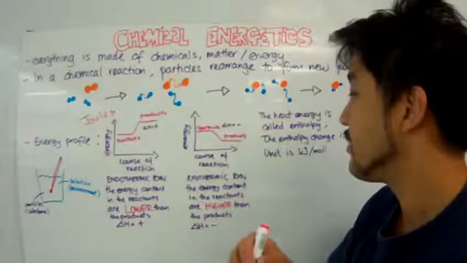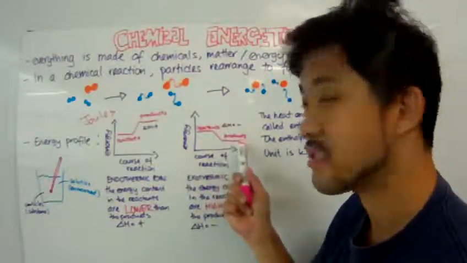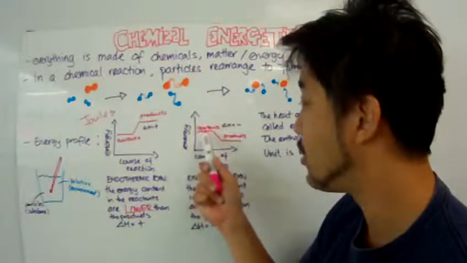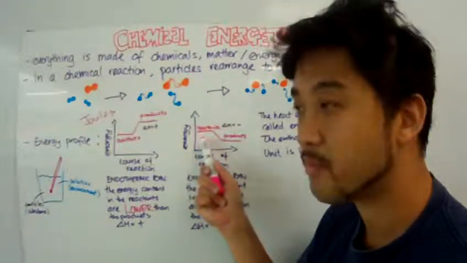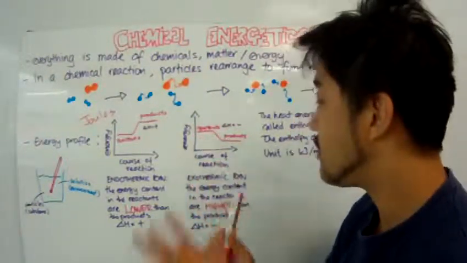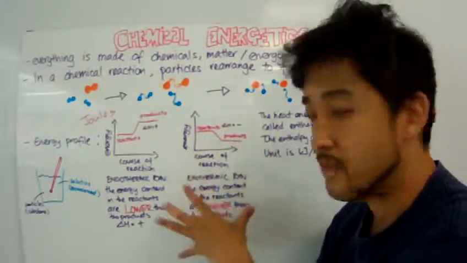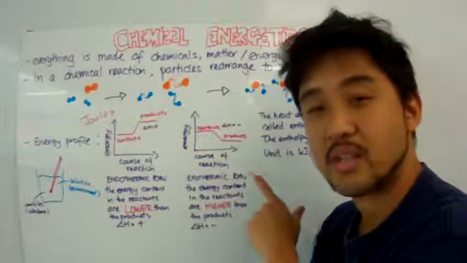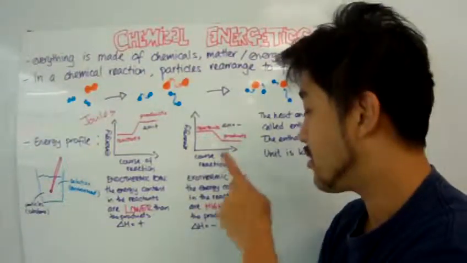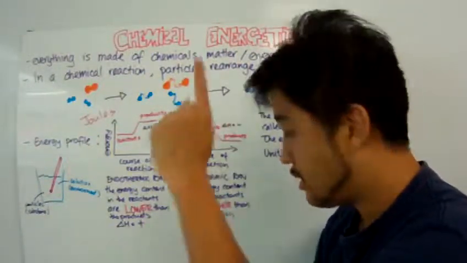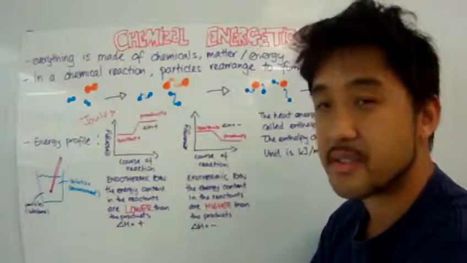So that means that the energy content of the products is lower than the energy content of the reactants. This means that this reaction is an exothermic reaction. An exothermic reaction is when the energy content of the reactants is higher than the energy content of the products.